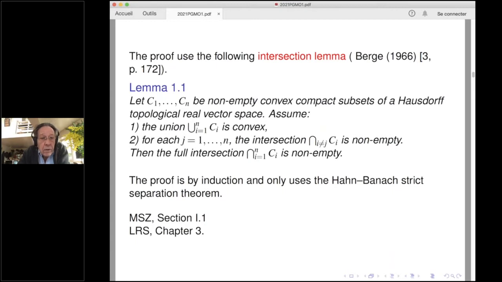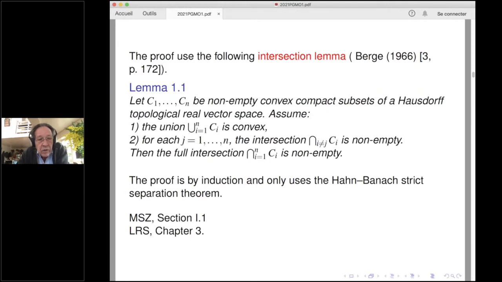The proof uses the following intersection lemma, which is due to Berge, and says the following. You have a finite collection of non-empty compact convex subsets. You assume two things. First, that the union of all these sets is convex. Then, that if you drop one set, the intersection of the remaining is non-empty. The consequence is that the full intersection is non-empty.